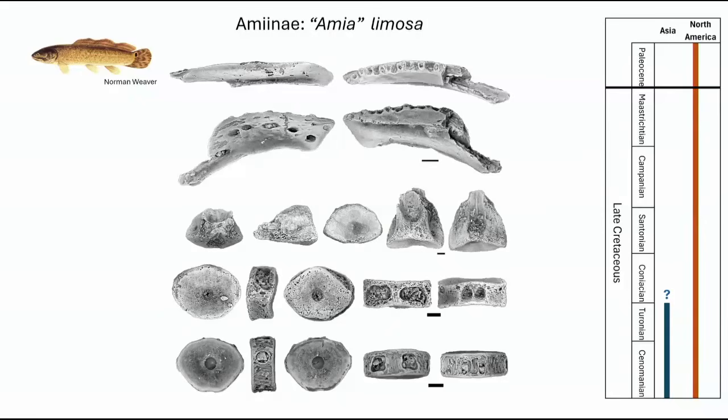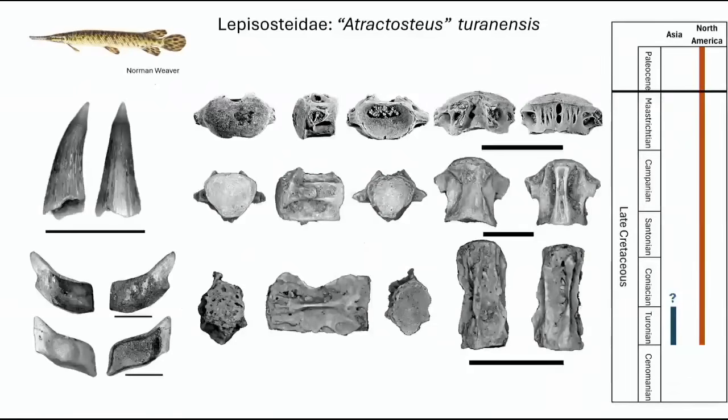Amiids extend throughout the Late Cretaceous in both North America and in Asia. And we don't know the species-level taxonomy, so we can't say anything about the relationships of the amiid from Uzbekistan and North America, but it's a significant faunal similarity.